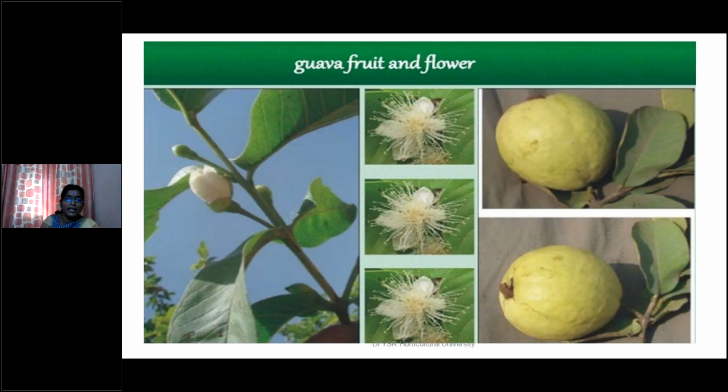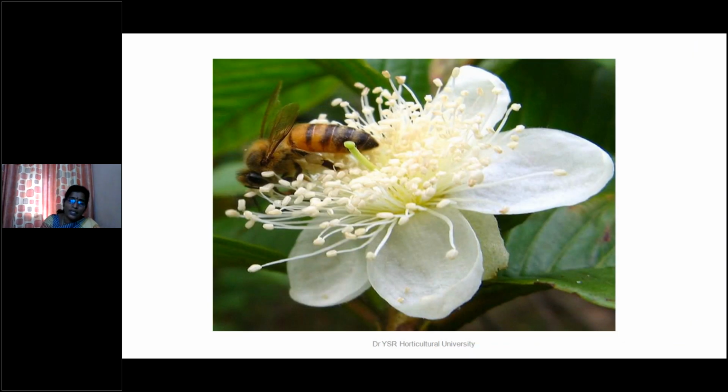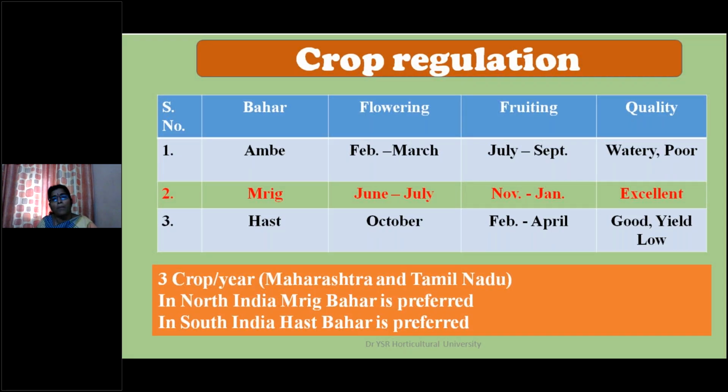Then coming to crop regulation, which is important in guava, we have already studied that the flowering comes under current season's growth. Guava flowers are pollinated by honeybees, so it is necessary to protect the honeybees. Generally, if you allow the guava plant to grow naturally, we can see flowering in 3 seasons, which are known as bahars. The 3 seasons are Ambe Bahar, Mid Bahar and Hasta Bahar.